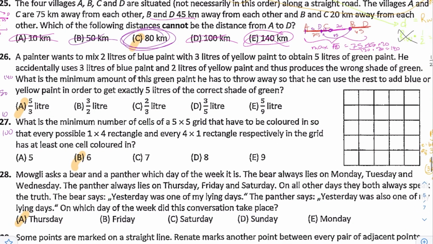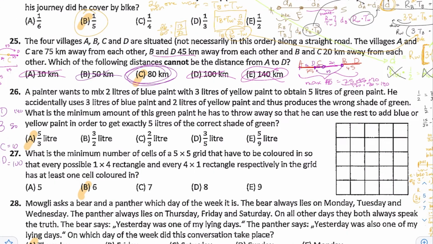Next, for number 26, a painter wants to mix 2 liters of blue paint with 3 liters of yellow paint to obtain 5 liters of green paint. He accidentally uses 3 liters of blue paint and 2 liters of yellow paint, and thus produces the wrong shade of green. What is the minimum amount of this green paint that he has to throw away so that he can use the rest to add blue or yellow?